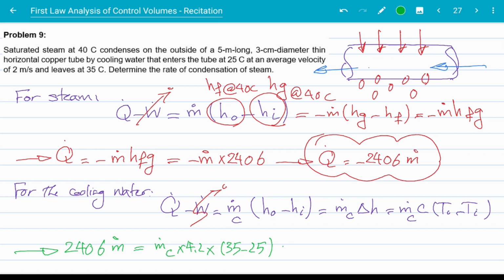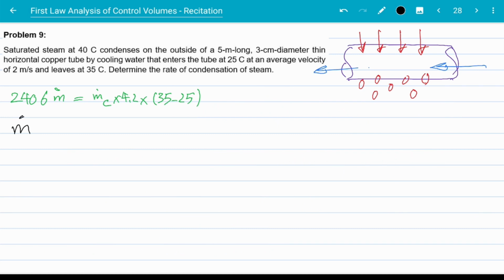All I need to do is find the mass flow rate of the cooling water. The mass flow rate of the cooling water can be found using the equation density, cross-section area, average velocity. The density of cooling water we can approximate with 1,000 kilograms per meter cubed, times the cross-section area. We know that the diameter of the pipe is 3 centimeters.